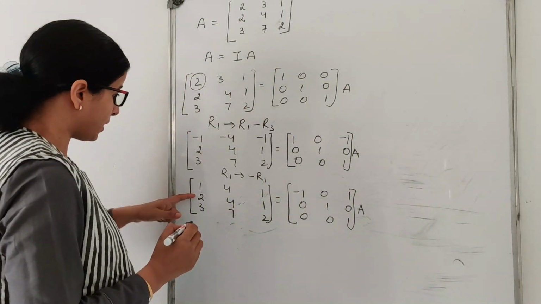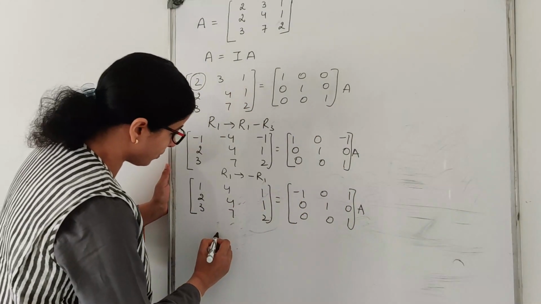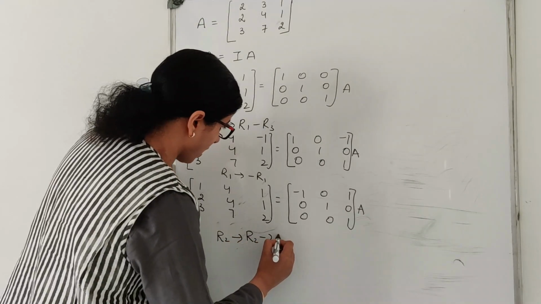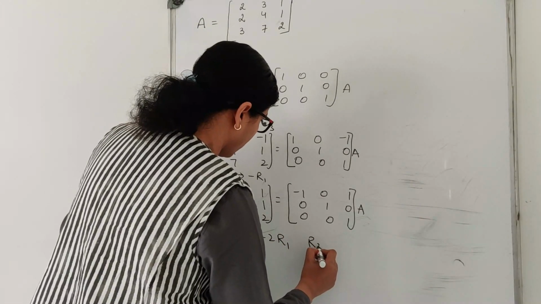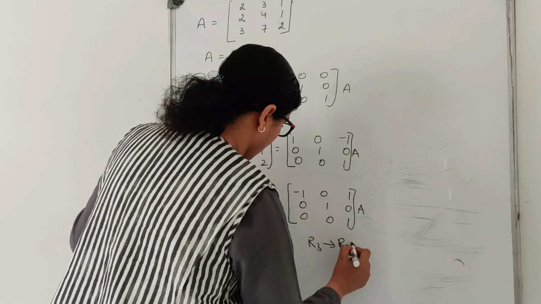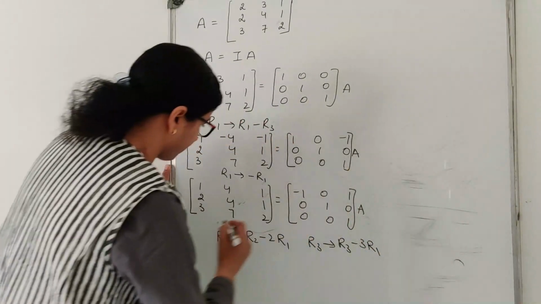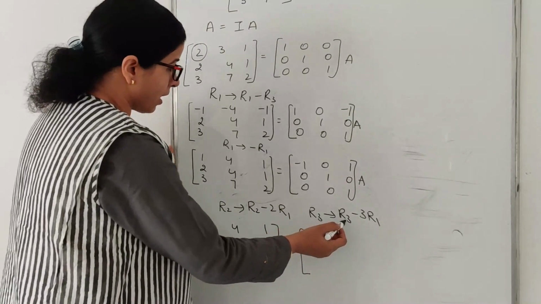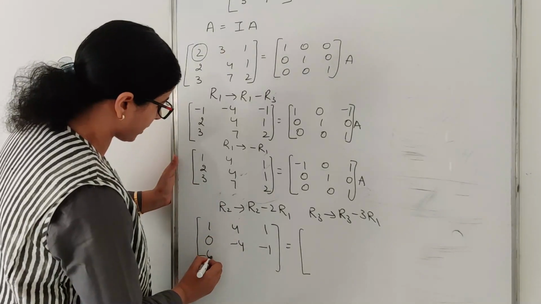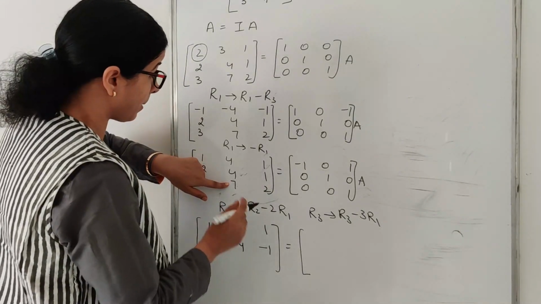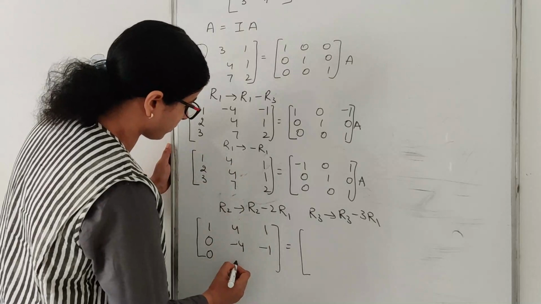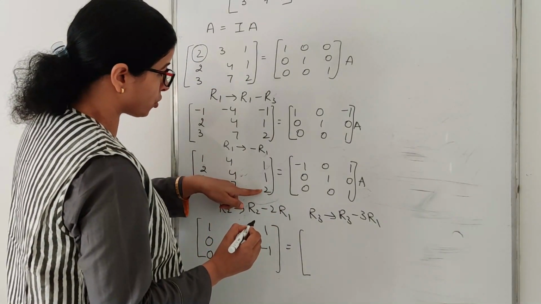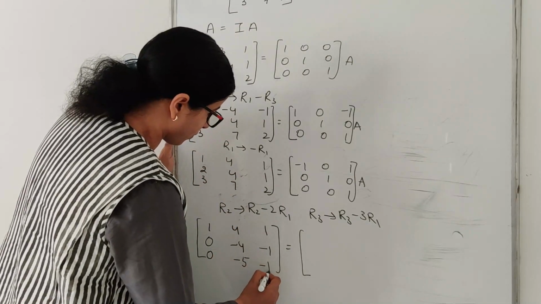Now I have to make these two zeros. So what are you going to do? R2 tends to R2 minus 2R1 and R3 tends to R3 minus 3R1. So write it off. R1 will make a change in R3. How? R3 minus 3R1. So this will become 0. This is 7 minus 12, minus 5. What will this become? 2, minus 3, minus 1.